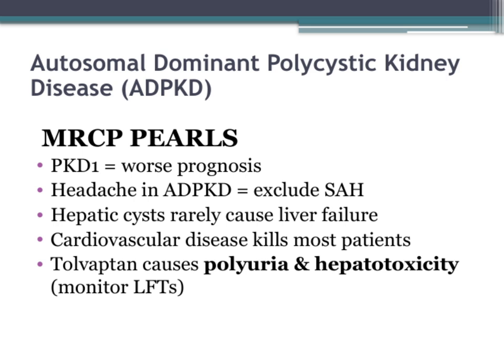Moving on, hepatic cysts are common in ADPKD, but it's important to remember that they rarely cause liver failure, so most cases are manageable. Most patients with ADPKD ultimately succumb to cardiovascular disease, which underscores the importance of managing blood pressure and other risk factors early on. Regarding treatment options, tolvaptan is a medication used to slow cyst growth, but it does have side effects. Namely, it causes polyuria and can be hepatotoxic, so regular monitoring of liver function tests is essential.